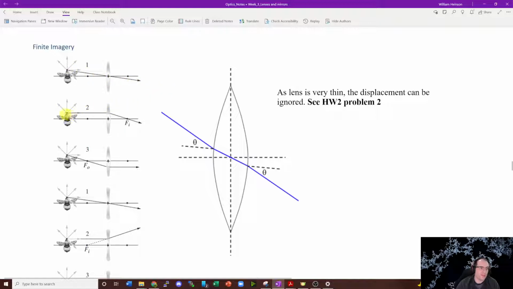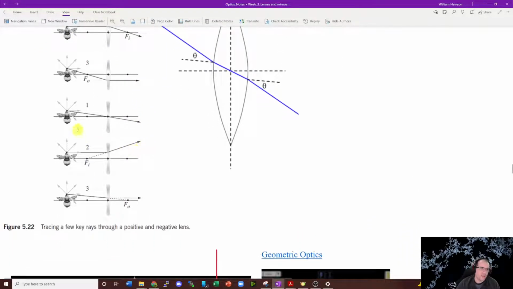We can also have a beam that just runs parallel with our optical axis here, hits the lens, and then it's going to converge on our image focal length. That's beam 2. And then we can have beam 3, which goes through the object focal length, hits the lens, and now becomes parallel, runs parallel with our axis here on the image side. So we have these 3 beams, and they can define our image points.